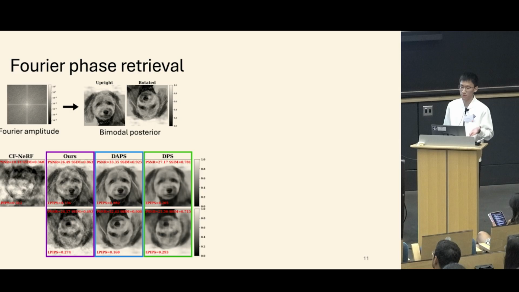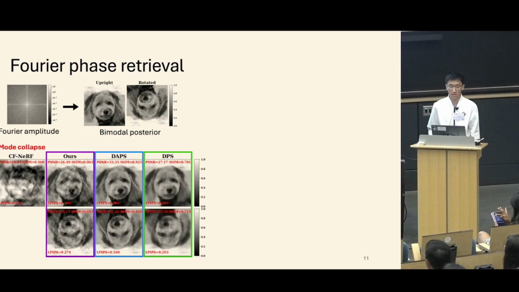as well as some diffusion samplers shown in blue and green. So here I picked DAPS and DPS. And I do want to mention that for CF-NeRF, which is the method that uses this very extreme pixelating decomposition and constrains the posterior on a one-dimensional manifold, it is unable to model a bimodal posterior, and we observe a mode collapse here.